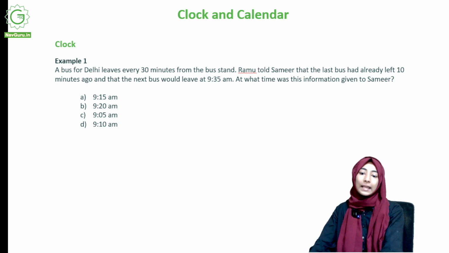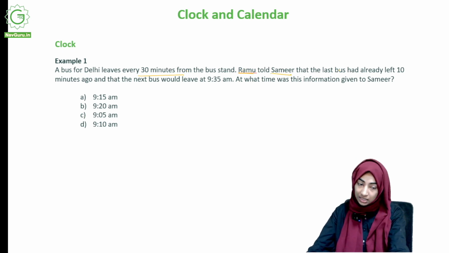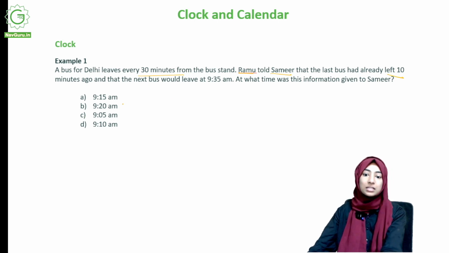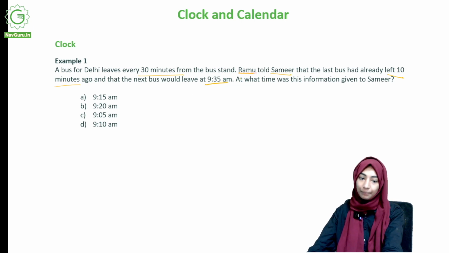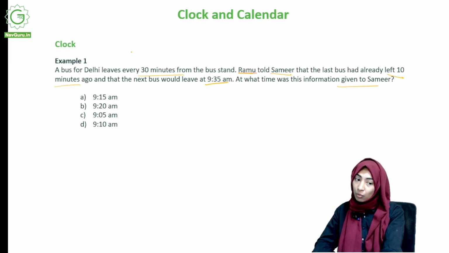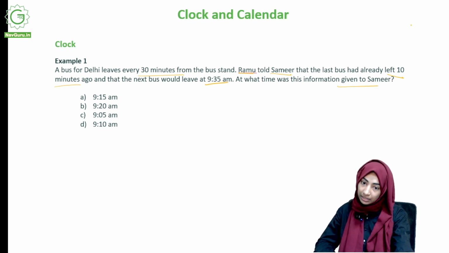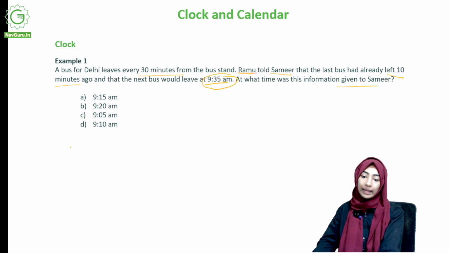Okay, so example 1: a bus for Delhi leaves every 30 minutes from the bus stand. Ramu told Samir that the last bus had already left 10 minutes ago and that the next bus would leave at 9:35 a.m. At what time was this information given to Samir? This is our question. So basically you have a bus for Delhi leaving every 30 minutes from the bus stand. We'll look at the next bus part first. The next bus would leave at 9:35 a.m.